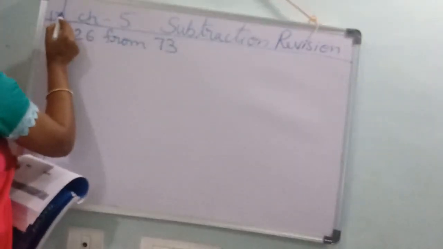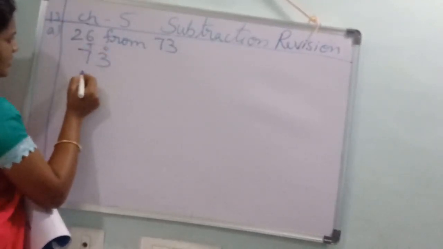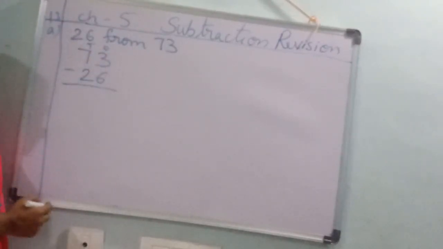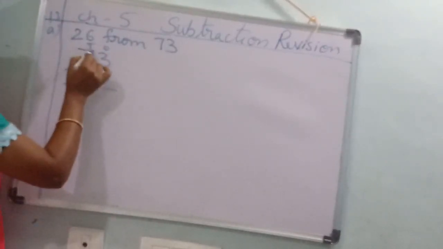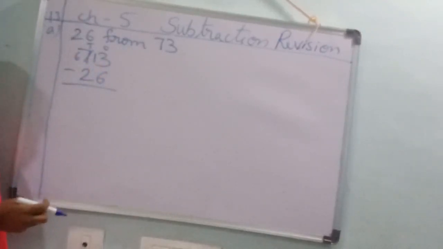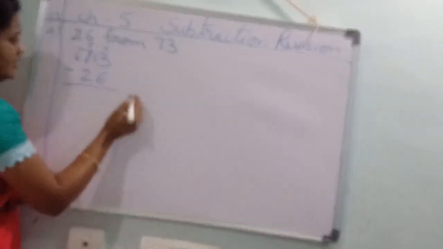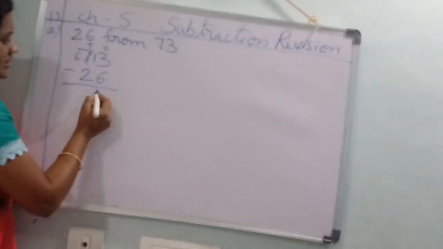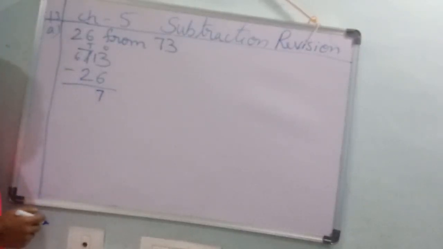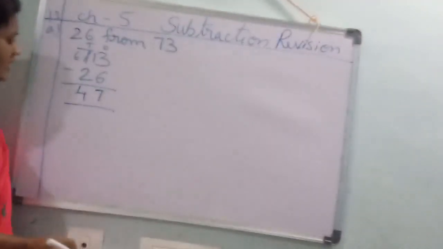13th one. See, 73, ones place, tens place, minus 26. In the 3, 6 will go? No, you should take borrow from here. Here 13, here 6. In the 13, 6 will go? Yes, it will go. See, in the 13, 6 should minus. 7 will come. Yes, 6 minus 2, 4. 47 is the answer.